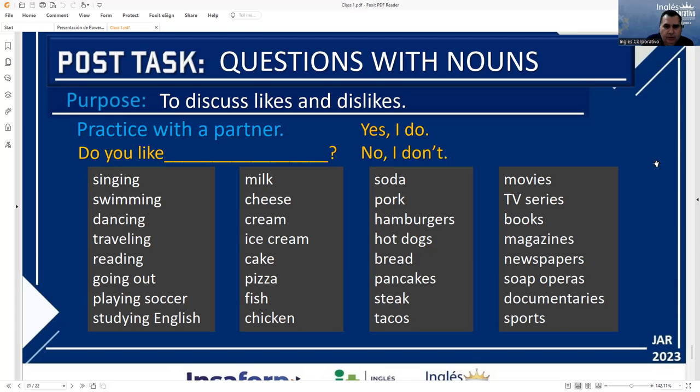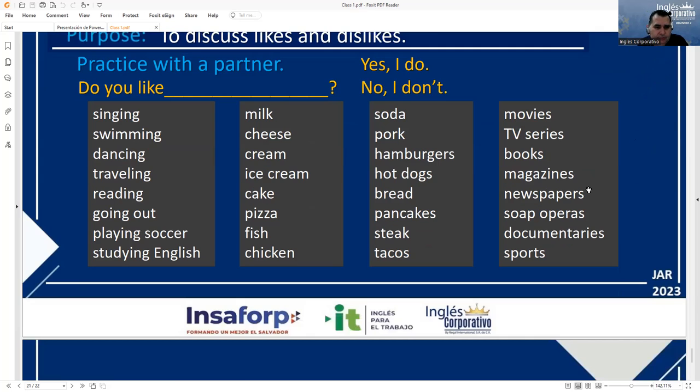Do you like milk? No, I don't. Do you like soda? A little. Do you like movies? Yes, I do. Do you like dancing? No, I don't. Do you like ice cream? Oh, yes, I do. Do you like hot dogs? No, I don't. Do you like bread? Yes, I do. Okay, so practice asking questions using do you like. Do you like? Okay.